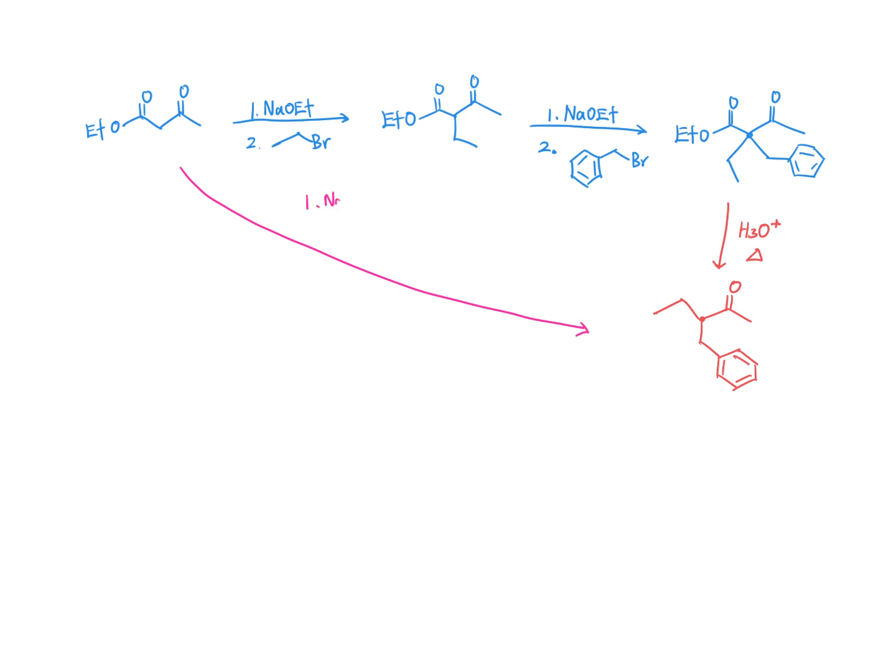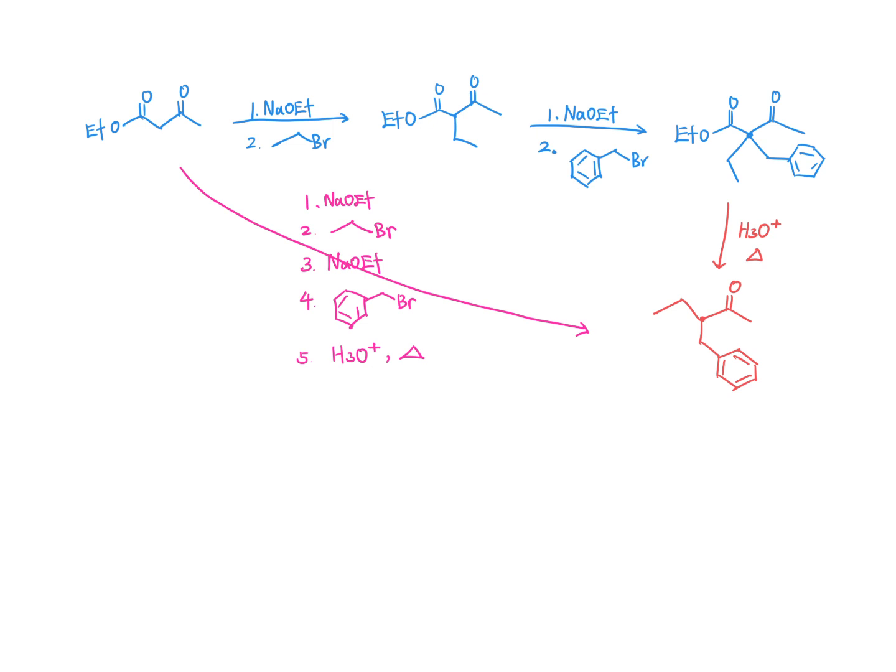Number 1, we form the enolate, and in number 2, we introduce an alkyl group. Number 3, we repeat to make another enolate, and number 4, we introduce another primary alkyl halide, and then number 5, we undergo the hydrolysis plus the decarboxylation. We will have a disubstituted acetone at the alpha position. So that is the acetoacetic ester synthesis.